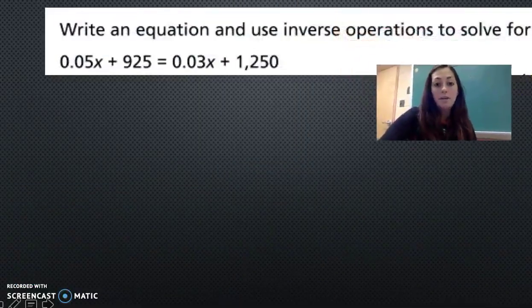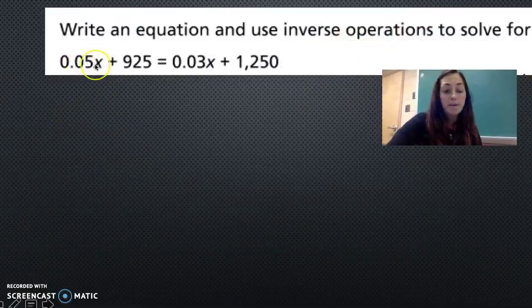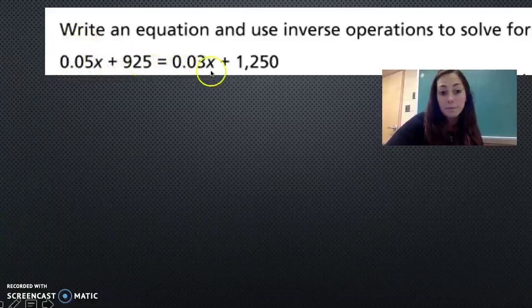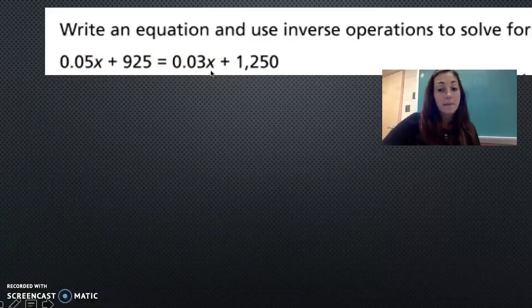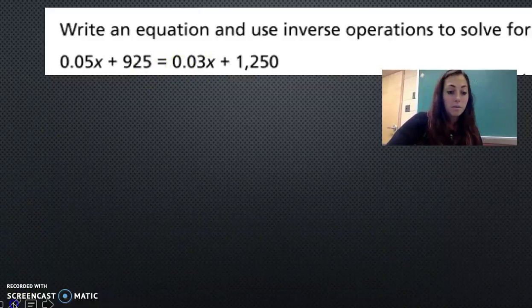Write an equation for this. This is probably how I'd set it up from the beginning: 0.05x plus 925 equals 0.03x plus 1250. Then it's the same thing that we did before. We subtract, let's get a pen out. We subtract 0.03x from both sides, right?